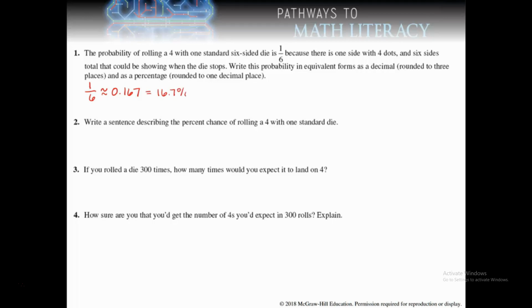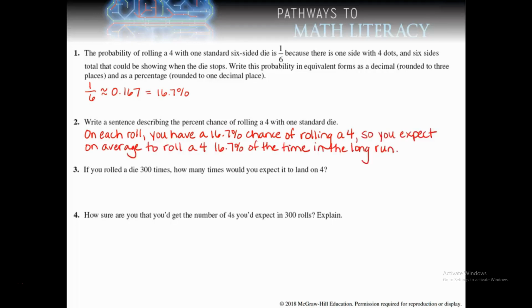16.7%. So in number 2, in words, what does that say about the percent chance of rolling a 4? Well, that means that on any one roll, you have a 16.7% chance of rolling a 4. And what that also means is that on average, you would expect 4s to come up about 16.7% of the time.